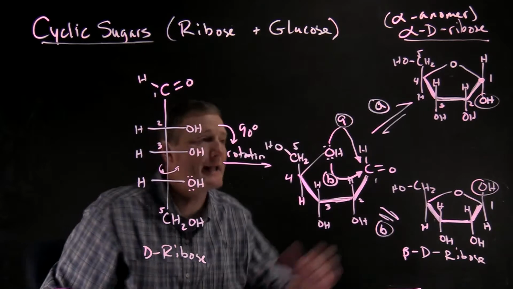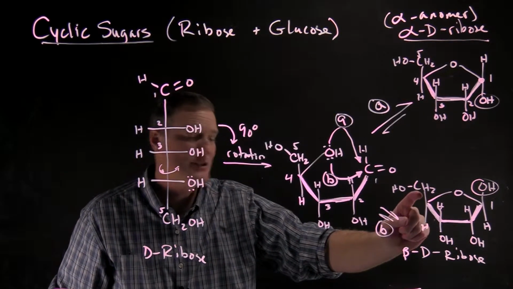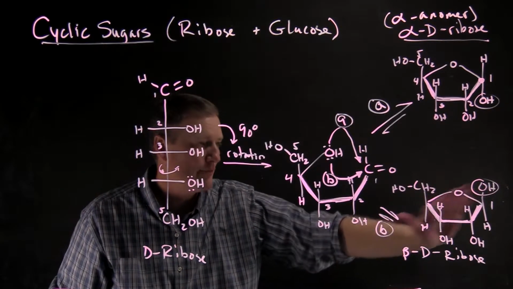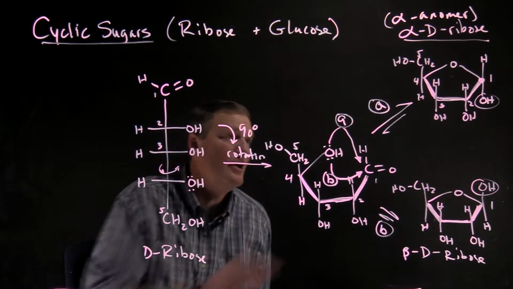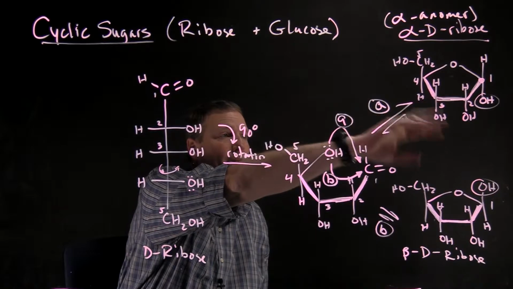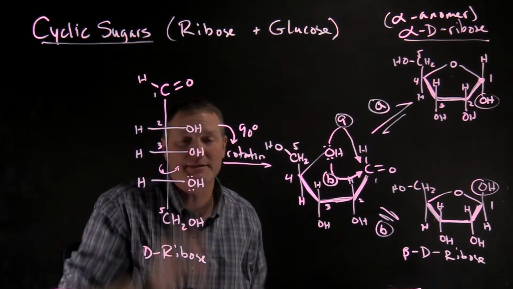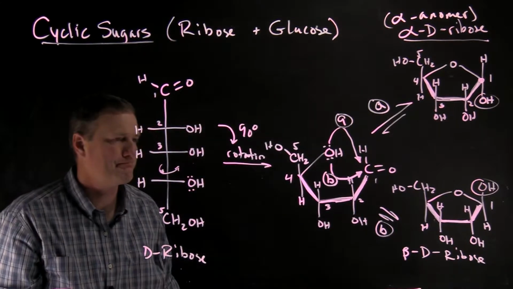You could also look at it in the following way. The exocyclic CH2 group of ribose, notice it's on the same face in the beta anomer, whereas in the alpha anomer, the OH at carbon 1 and this exocyclic CH2 are on opposite sides defined by the ring.